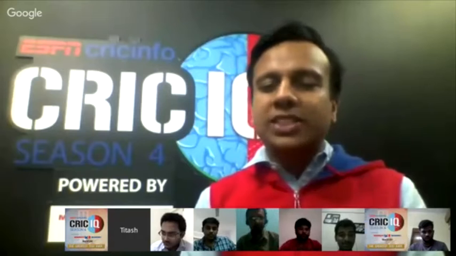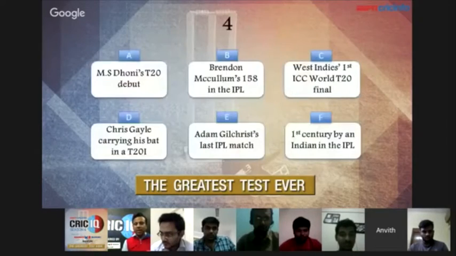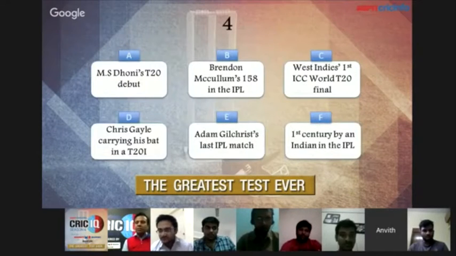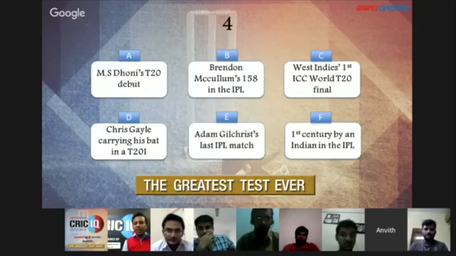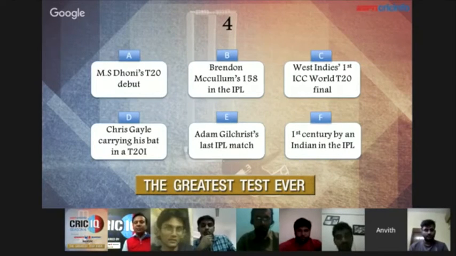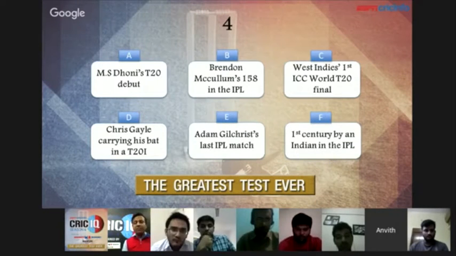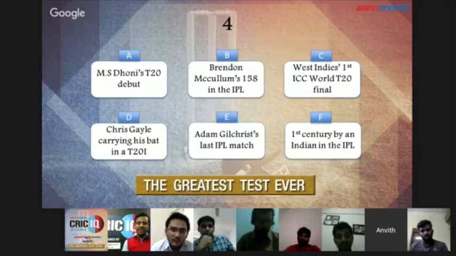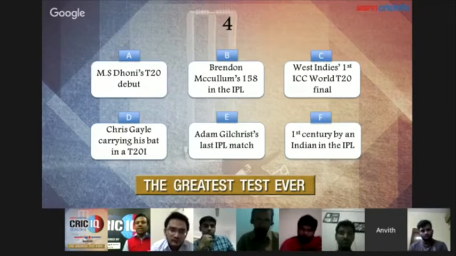Next, we'll move on to Rohit. Rohit, your sequence is coming up on screen now. A is MS Dhoni's T20 debut. B is Brendan McCullum's 158 in the IPL. C is West Indies' first ICC World T20 final. D is Chris Gayle carrying his bat in a T20 international. E is Adam Gilchrist's last IPL match. F is the first century by an Indian in the IPL. What is the correct sequence? Go ahead.